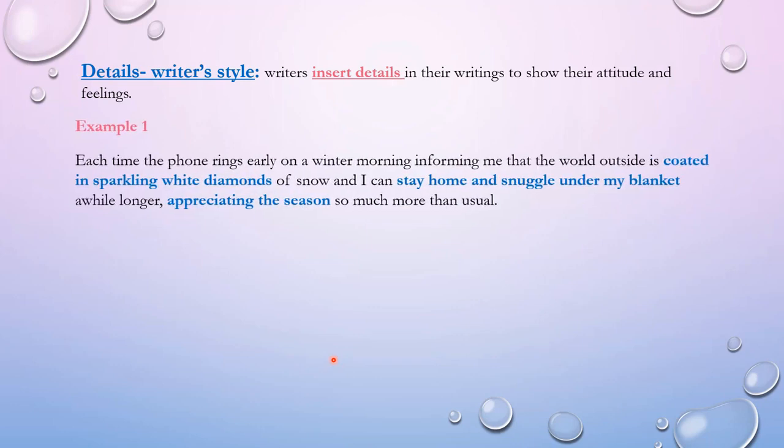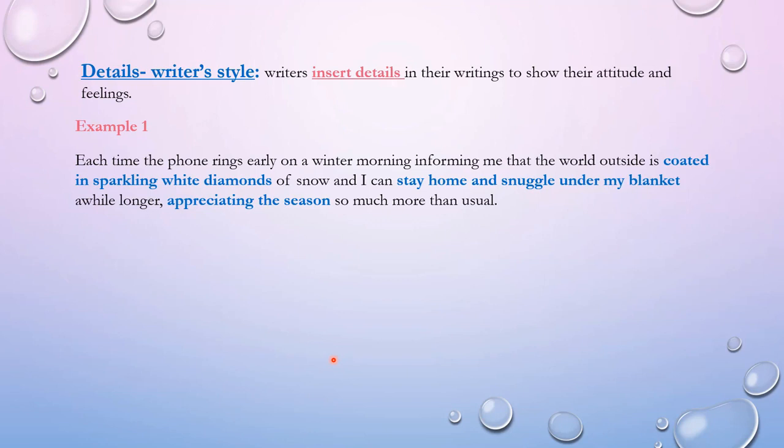We'll see this example. Each time the phone rings early on a winter morning, informing me that the world outside is coated in sparkling white diamonds of snow, and I can stay home and snuggle under my blanket a while longer, appreciating the season so much more than usual.